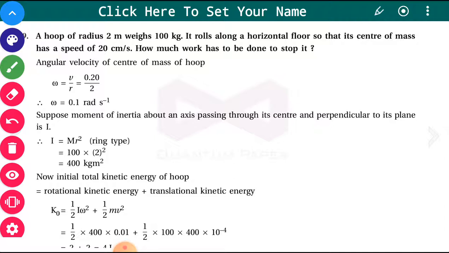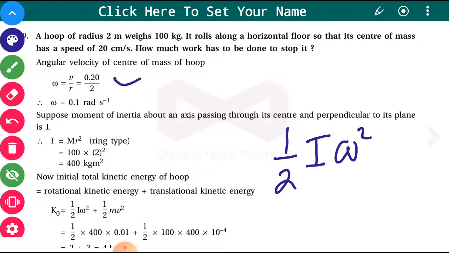Now see, its rotational kinetic energy can be found. First of all, there is a combination of two kinetic energies here, rotational kinetic energy and translational kinetic energy. If you want to find rotational kinetic energy, as you know, it is 1/2 I omega square. So you must have the value of omega, and omega can be found as v upon R, and the speed is given, 20 centimeter per second. So 0.2 upon R, that is radius 2 meter, so it becomes 0.1 radian per second.